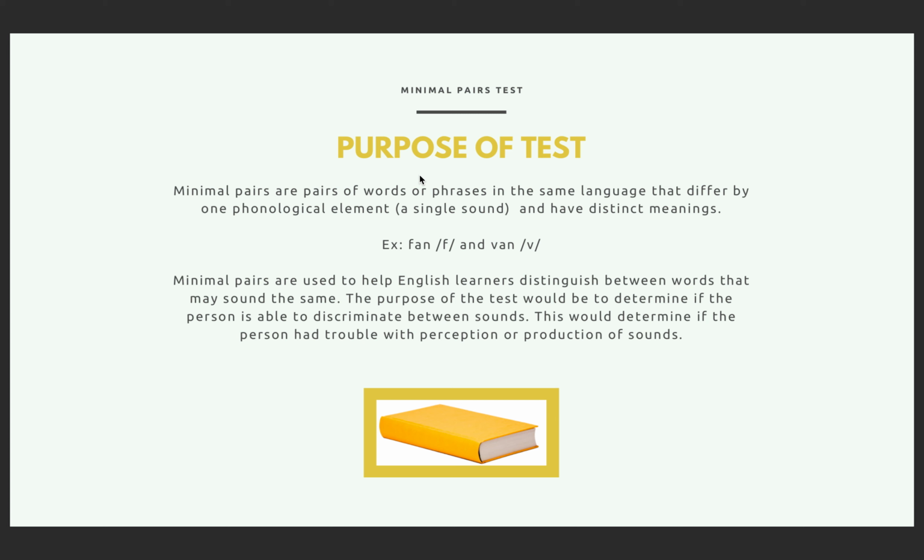Minimal pairs are used to help English learners distinguish between words that may sound the same. The purpose of the test would be to determine if the person is able to discriminate between sounds. This would determine if the person had trouble with perception or production of sounds.